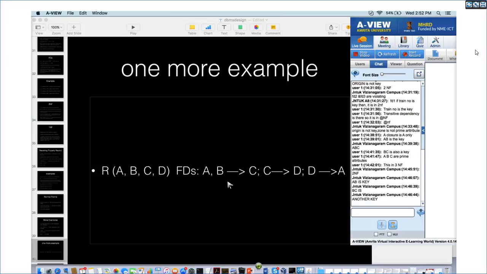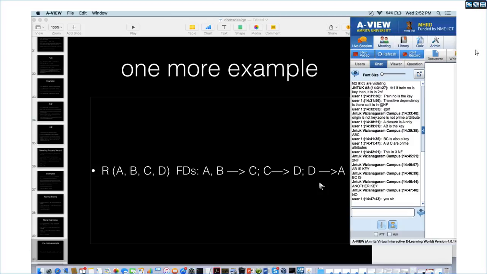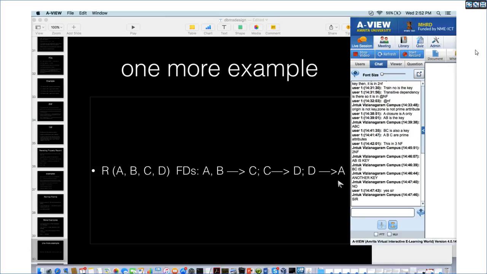Not getting the answer back from them. If you start with B and D, then D gives A, right? Then you get A and B, that includes C, okay? So it is actually a key. BD is also a key, right? Is that yes?